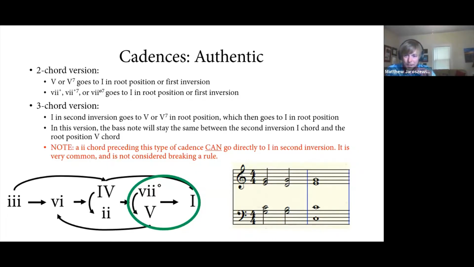And the weird thing to remember about this, as I wrote in red, is that a 2 chord can directly precede a 1 chord, even though that's not what the flow chart shows. It's one instance where a 2 chord can go directly to a 1 chord, if the 1 chord is in second inversion and is immediately followed by a 5 chord. So it sounds like this.